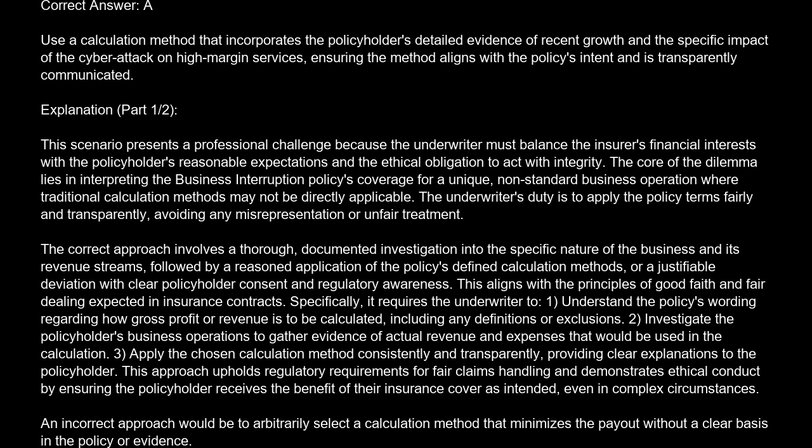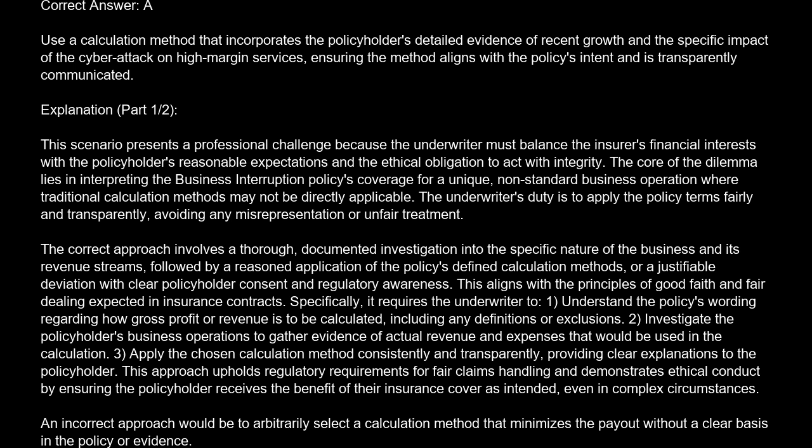Explanation. This scenario presents a professional challenge because the underwriter must balance the insurer's financial interests with the policyholder's reasonable expectations and the ethical obligation to act with integrity. The core of the dilemma lies in interpreting the business interruption policy's coverage for a unique, non-standard business operation where traditional calculation methods may not be directly applicable. The underwriter's duty is to apply the policy terms fairly and transparently, avoiding any misrepresentation or unfair treatment.